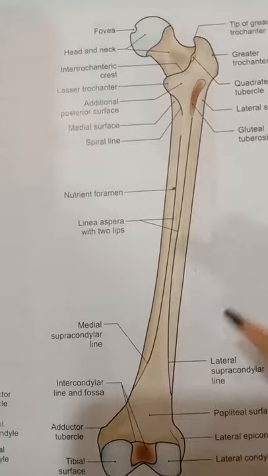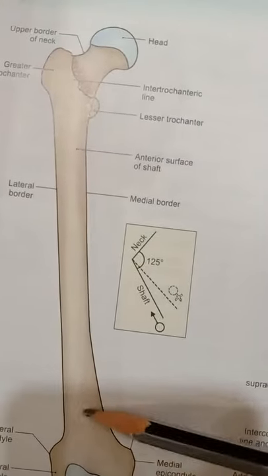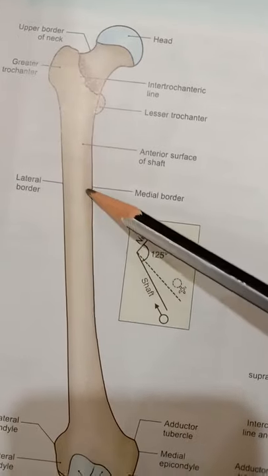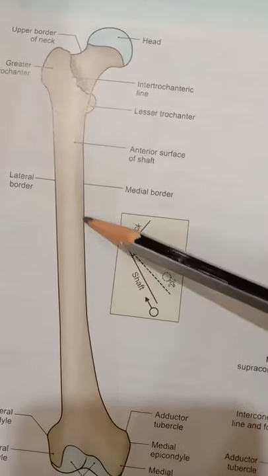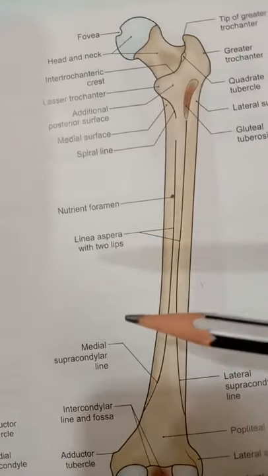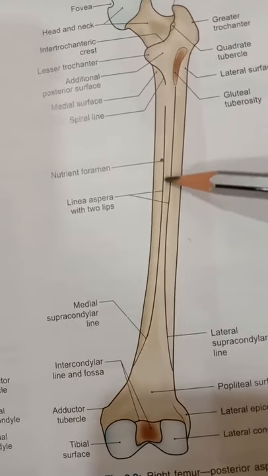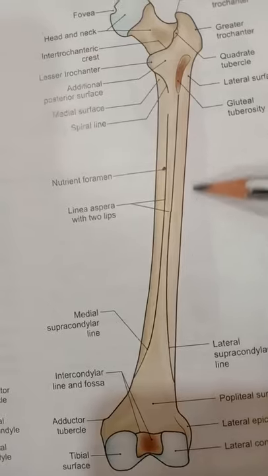Then the medial and lateral surfaces. So here this is the anterior surface, which is present between the medial and the lateral border. This is the anterior surface, and that is the medial and the lateral surface. So this one, that is the medial surface, this is the lateral surface. So this one.